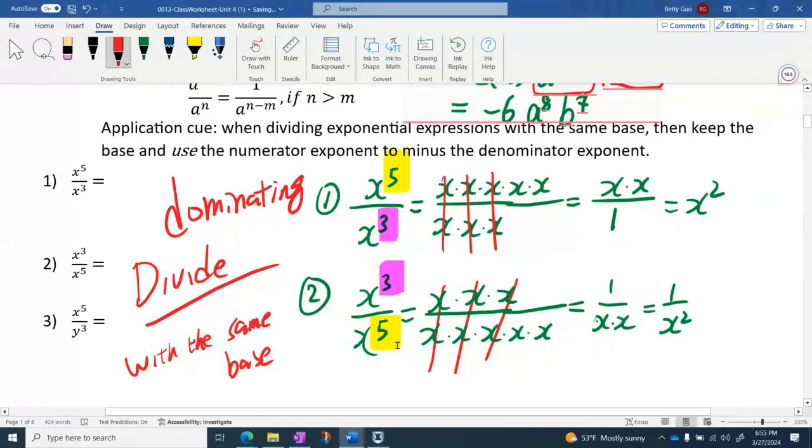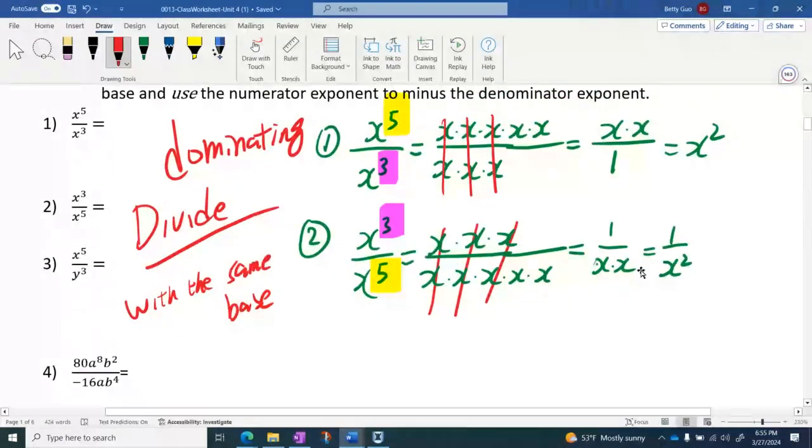And for question number two, the denominator is dominating. So first you have to double check they do have the same base. And since the denominator exponent is bigger, the denominator is dominating. Since it's dominating, we are going to use 5 minus 3, but the result is going to stay on the denominator. Do you see what I'm talking about here?